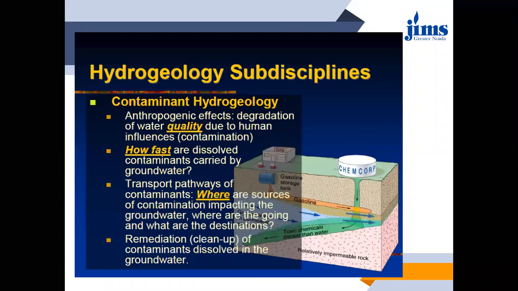Then comes contaminant hydrogeology. Contaminant hydrogeology basically deals with the degradation of water quality due to human influences. That is, in short, contamination only. Literally the contamination of water that is taking place due to all the man-made activities. Natural causes, we keep those aside.